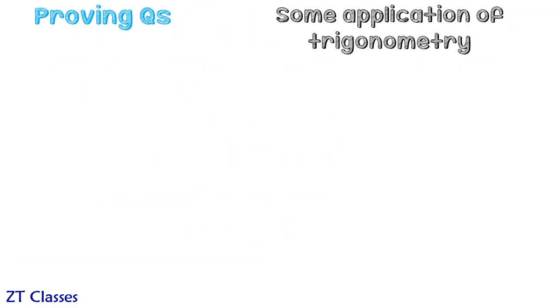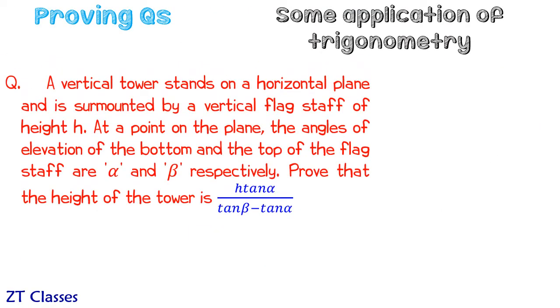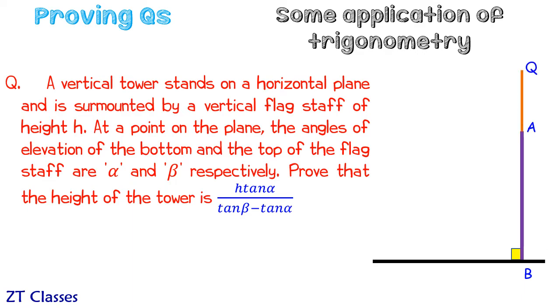Let's see our next proving question. So we have been given a vertical tower stands on a horizontal plane. So we have got a vertical tower standing on horizontal plane. Let's say the tower is AB and is surmounted by a vertical flagstaff of height h. तो बेटा इस टावर के ऊपर जो है एक छोटा सा फ्लैग लगा देते हैं और इस फ्लैग की हाइट जो है दैट इज h meters is here.